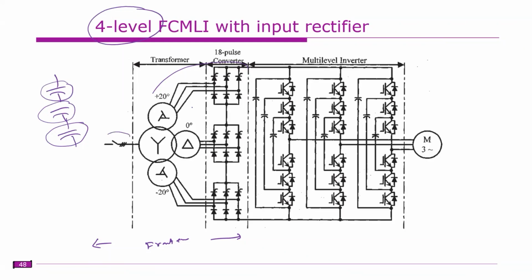This is a multipulse converter again, an 18 pulse multipulse converter. We'll discuss it in later classes. This is connected to one 6 pulse converter, this is connected to another 6 pulse converter, and this one is connected to another 6 pulse converter, so that you have 3 isolated DC sources from this 18 pulse converter.